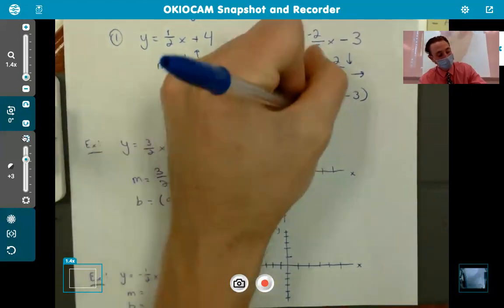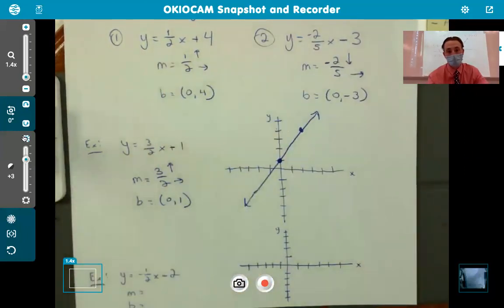So this is the graph of the line y equals 3/2 x plus 1. All right. Everybody understand that? Very, very similar to what we did yesterday, except our slope's just a little bit different today, right?